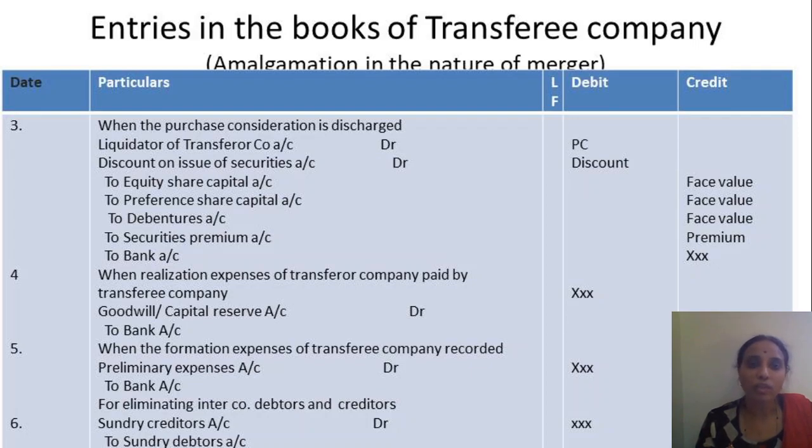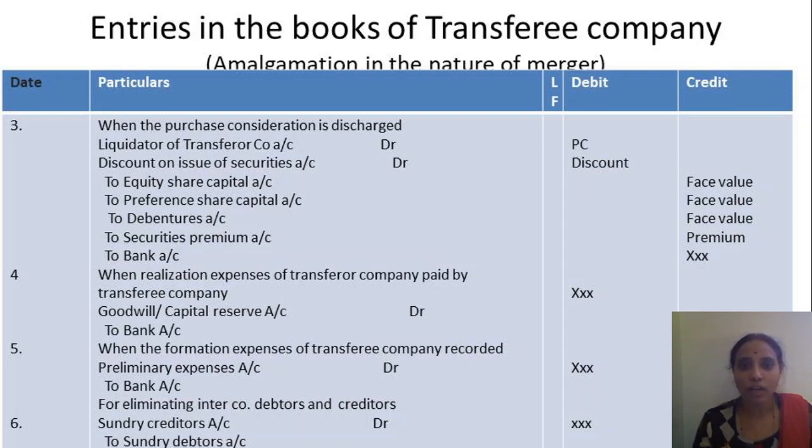Then fifth is when the formation expenses of a transferee company are recorded. When a new company is formed, some expenses may come up, which we call preliminary expenses or formation expenses. So we record that expense: preliminary expense account debtor to bank account. The same entry that we previously did in the previous one, we have to take, that is, preliminary expense account debtor to bank account.